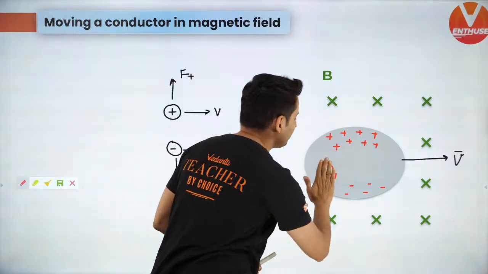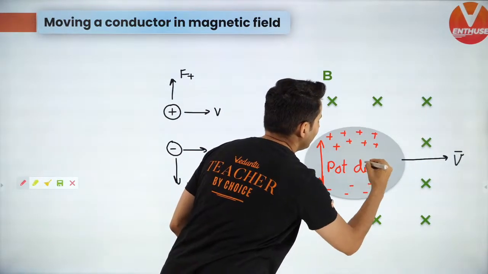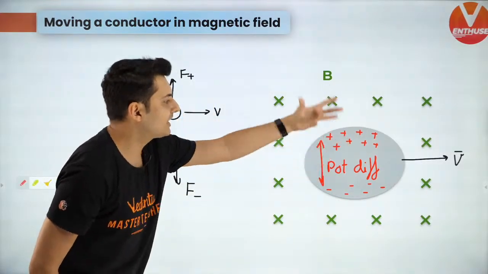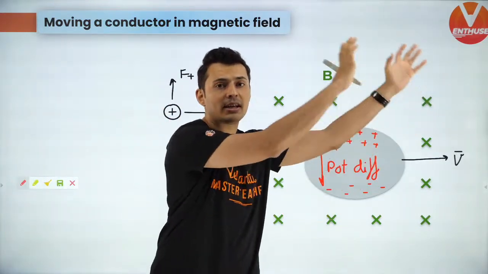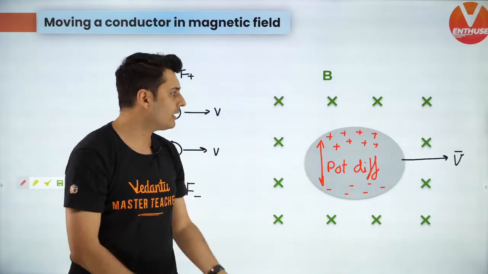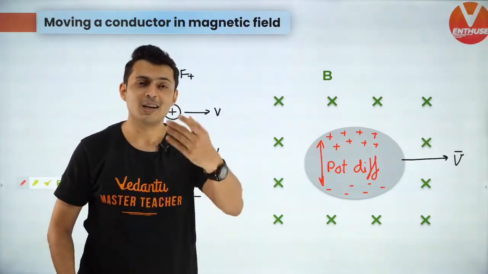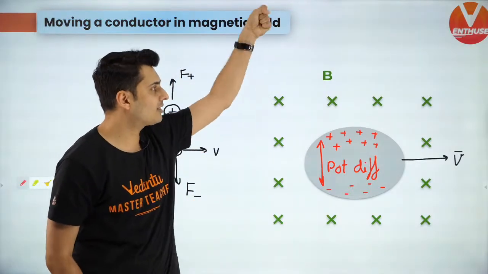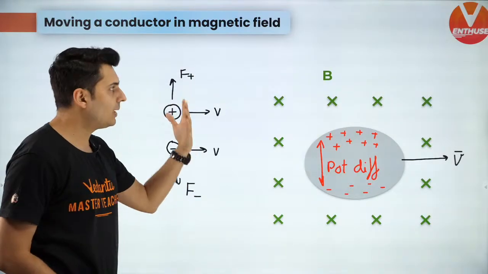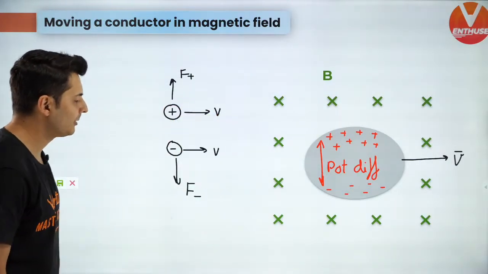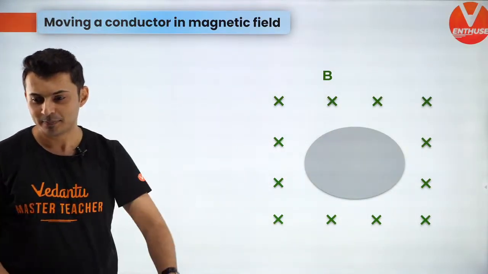Now, the moment this happens, you are going to see a potential difference in that conductor. So just taking a neutral conductor and moving it in a magnetic field, you will see a potential difference across it. And by measuring the potential difference, you can figure out how much was the magnetic field. This was discovered by Hall, and that's why this is also called as the Hall effect. So potential difference created in a conductor.